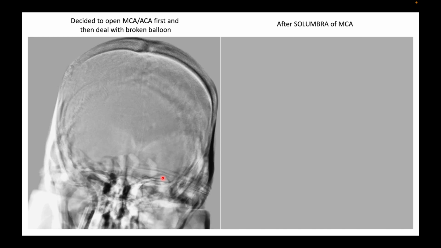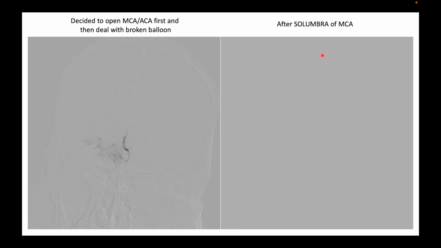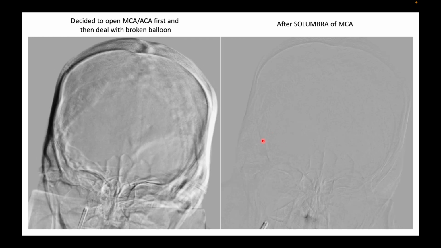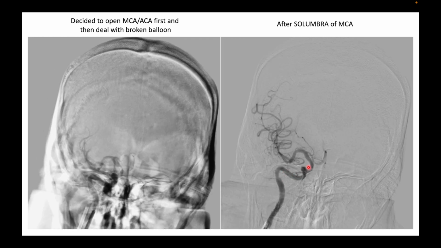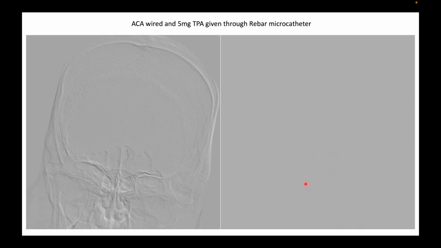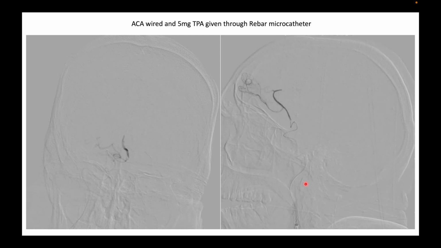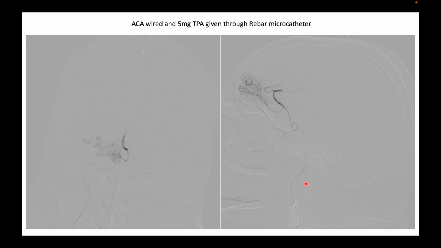And then we decided to deal with the cerebral circulation first, and we used the combined aspiration and stent retriever technique, and we recanalized the MCA. There was still embolization in the ACA, for which we put a Rebar microcatheter into the ACA, and we gave 5 milligrams of intra-arterial tPA.